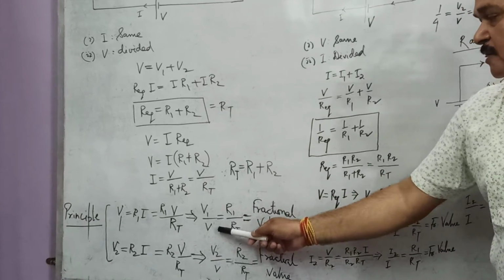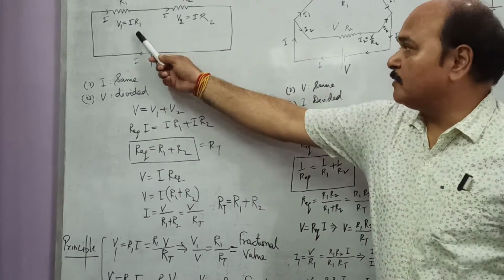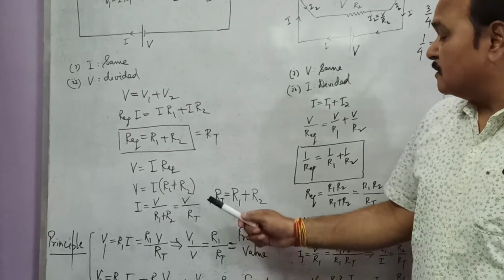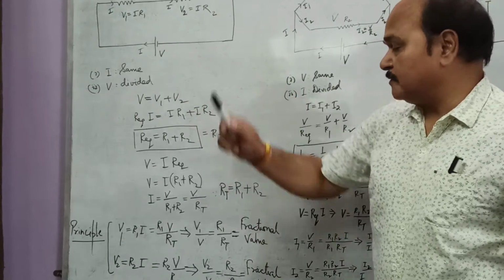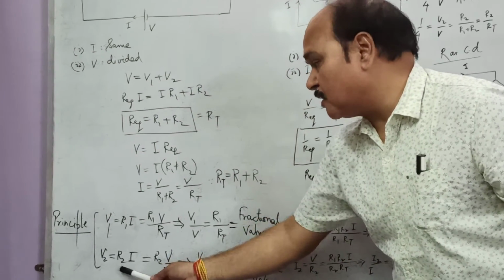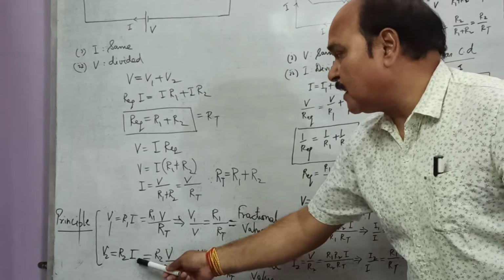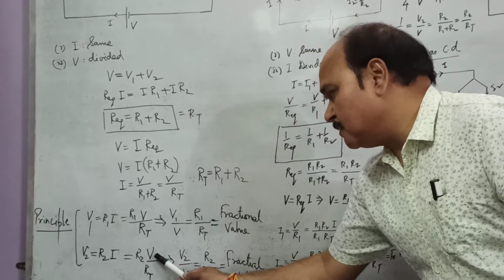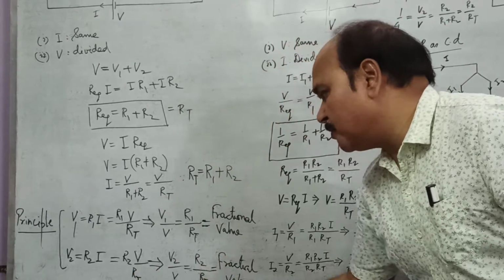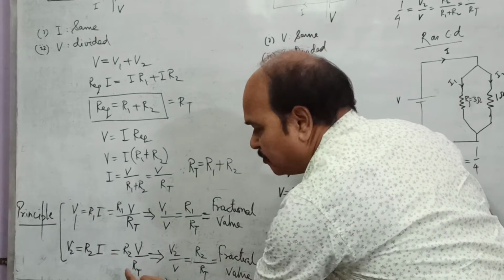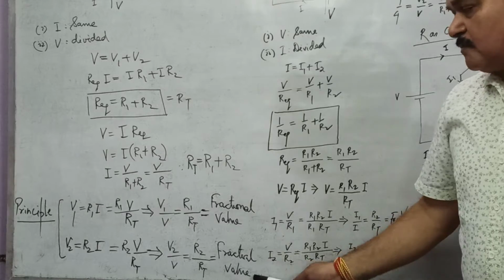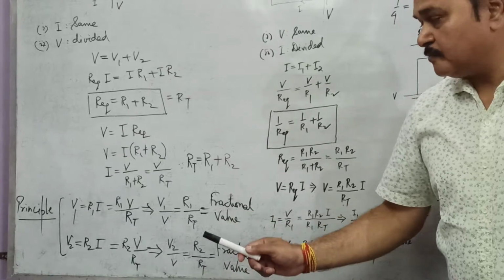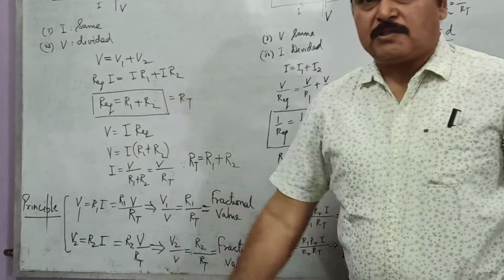So what is V1 upon V? Fractional value of voltage across resistance number 1. And what is R1 upon R total? This is the fractional value of resistance R1. Likewise here, V2 is equal to R2 into I. What is this I? V upon RT. As usual, we transfer the side V from here to here. We get V2 upon V is equal to R2 upon R total. Here, this is again fractional value. This is fractional value of voltage across resistance R2, and this is fractional value of resistance R2. And this is the principle of voltage division.